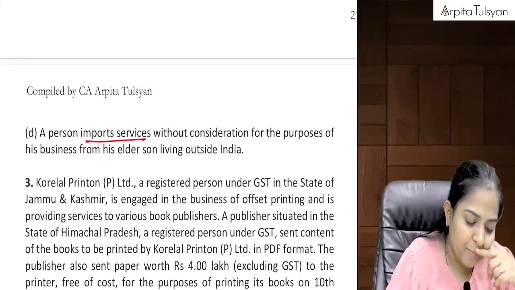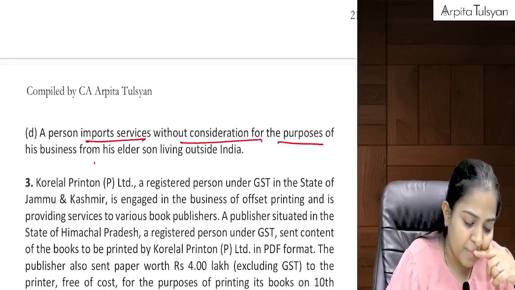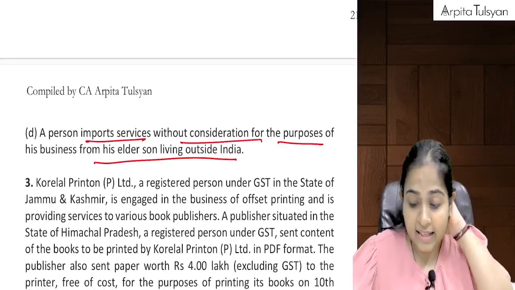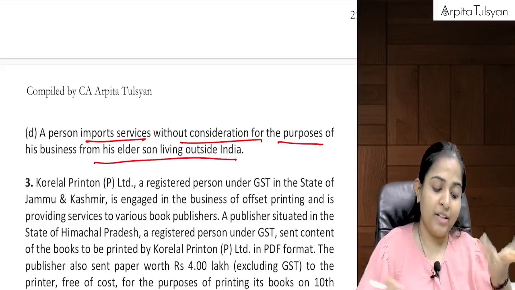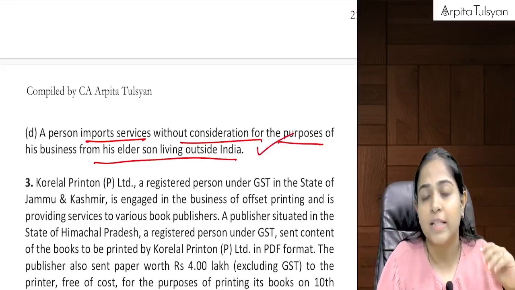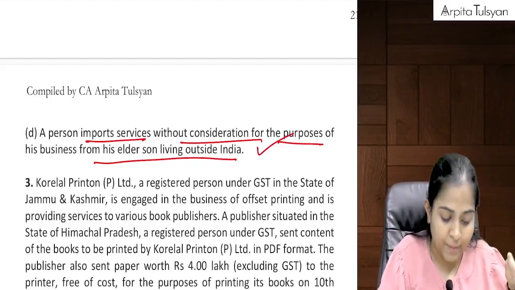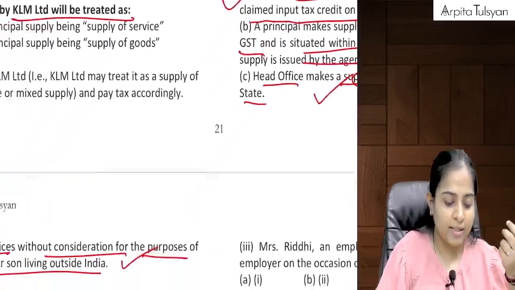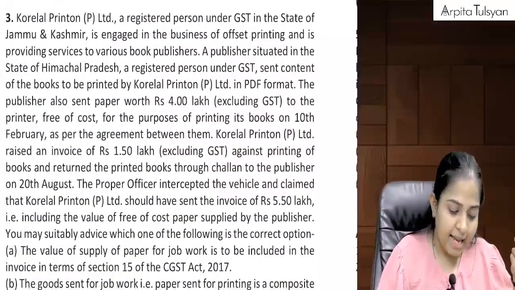And person imports services without consideration from his elder son living outside India. So even this is considered importation of services from his related person. Children are always considered as a related person, right? Irrespective of the fact whether dependent or not. So A will be the correct answer. A is not considered as a supply, right?